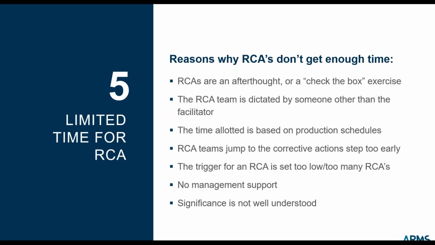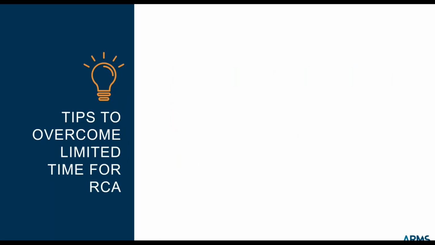So now that I've given you a list of why this is a problem, let's talk about how we can overcome it. So this first thing, this is kind of a rule of thumb that we give, as far as making sure that you have set effective triggers. We say you should be doing about 1 investigation per month per facilitator.